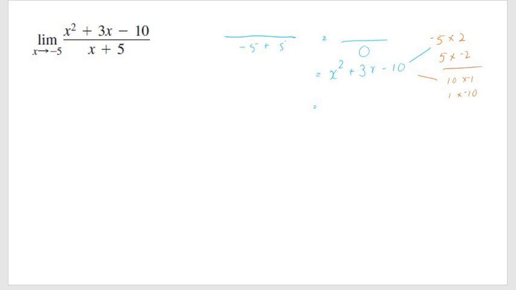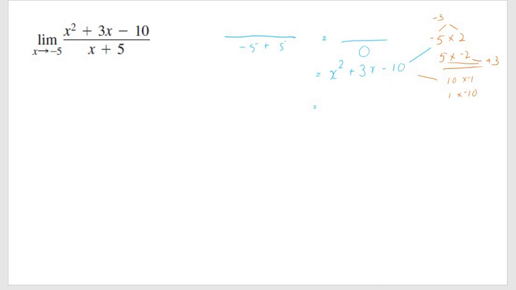Here, if you take 5 times minus 2 and add 5 and minus 2, you get 3. For example, if you add these two, you get minus 3. If you add these two, you get plus 3. So this is the correct pair to use when factorizing, because when you multiply, you get minus 10.